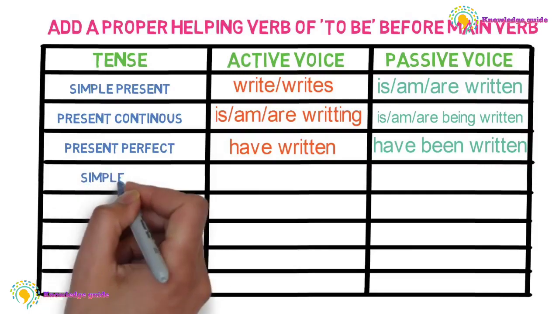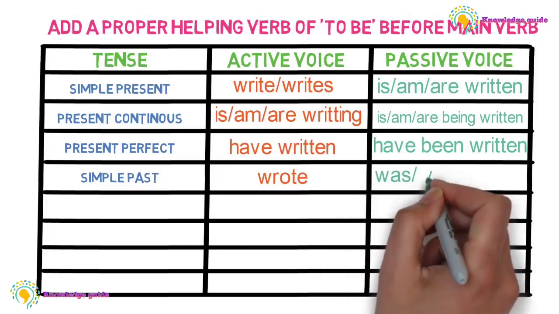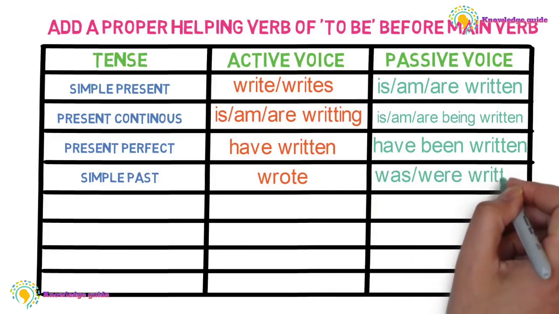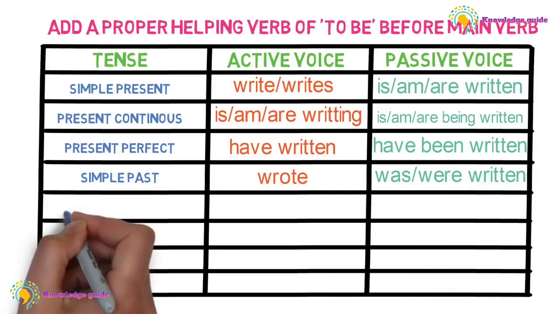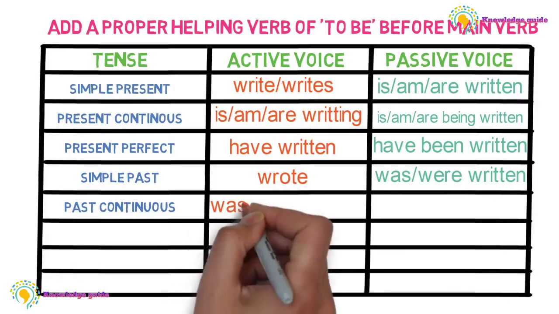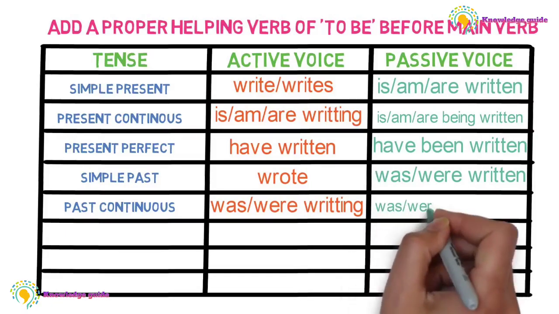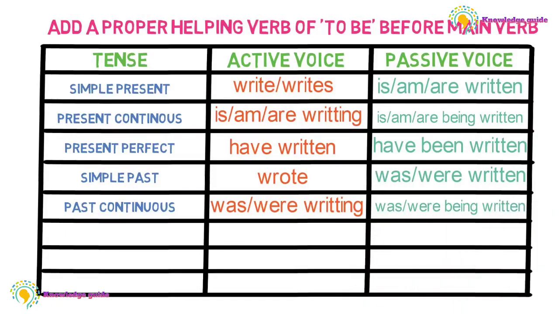For simple past active voice, we write wrote, which is the verb's first form, while in passive voice, we use was or were and the third form of the verb, written. For past continuous tense in active voice, we use was or were and writing. But in passive voice, we add being after a helping verb was or were, and written.